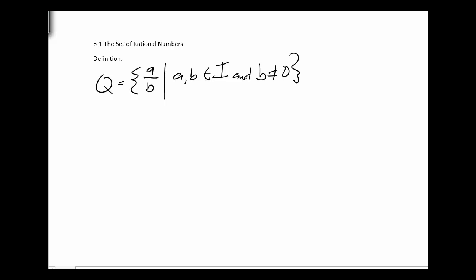We're going to define the variable Q to mean the set of all numbers that look like a over b, such that a and b are integers themselves. And we're going to throw in this little stipulation that b is not 0. So basically anytime we're dealing with fractions. And inside the rational number a over b, we call a the numerator, and we call b the denominator.